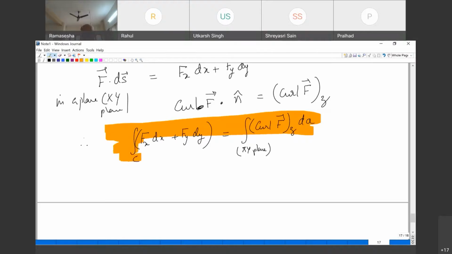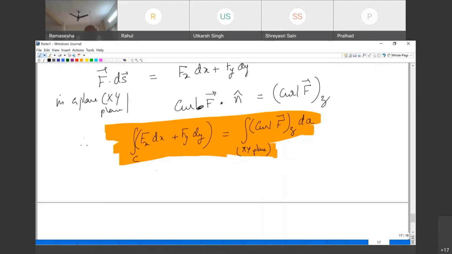Can you explain the curl F dot n giving curl of F in the z direction? See, what is the direction of the area element in the xy plane? Along the z direction, yes. So what is curl F dot n? Curl of F in the z direction. That's the z component, along z, right? Yes, so that's what I wrote.